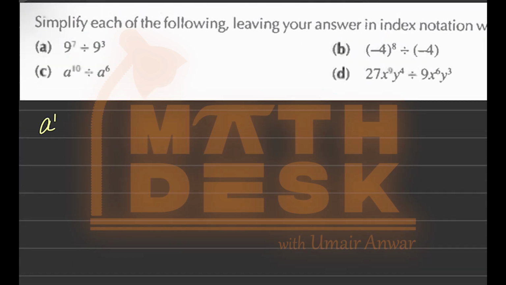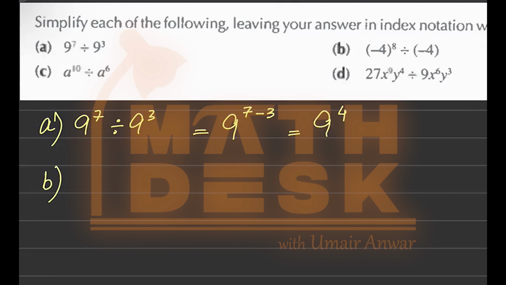Part A, it says 9 raised to 7 divided by 9 raised to 3. Now we have same bases being divided by each other. So I would be writing a single base 9, then the first index 7 minus the second index 3. So the final answer would be 9 raised to 4.